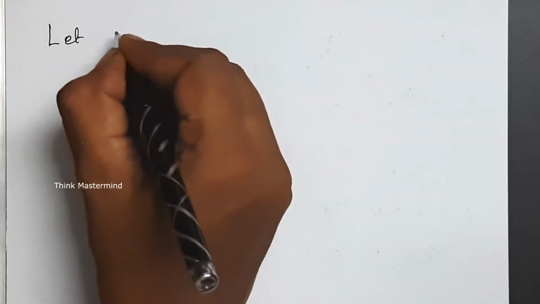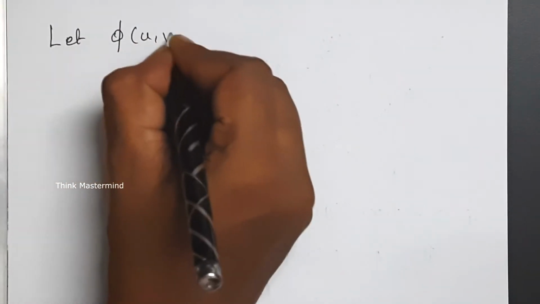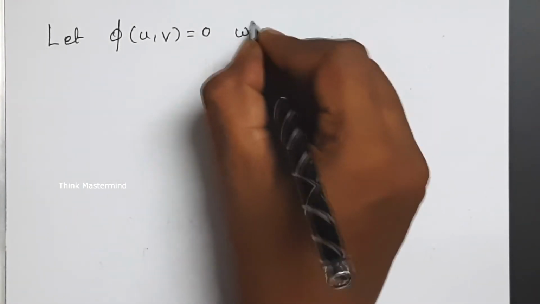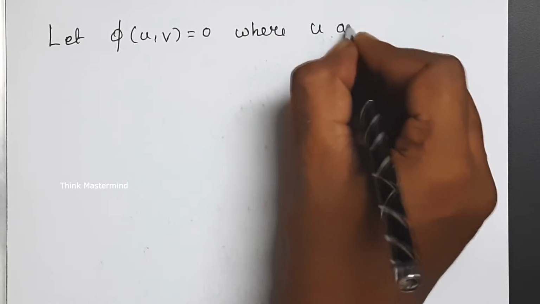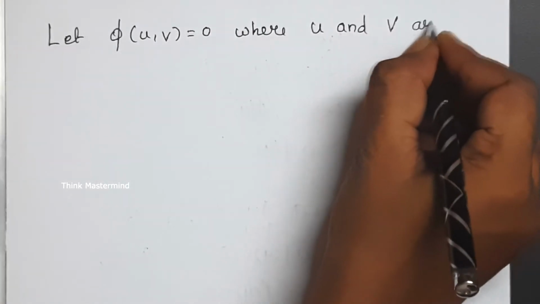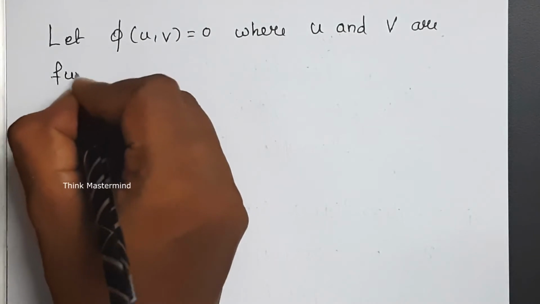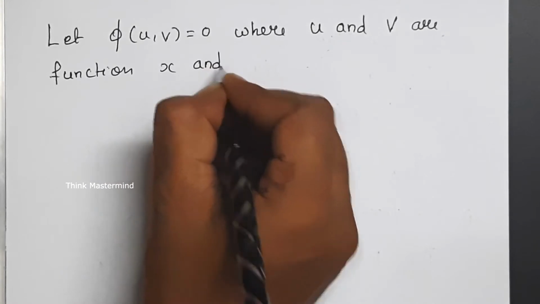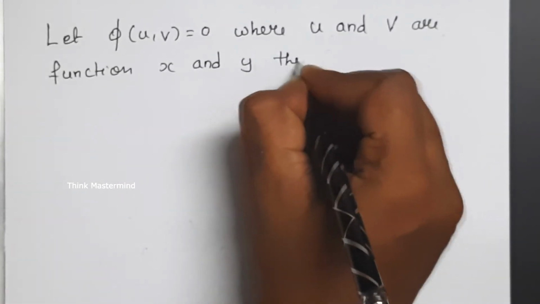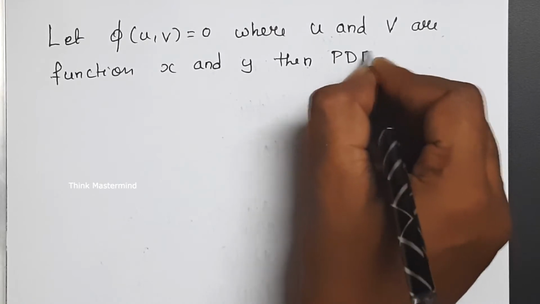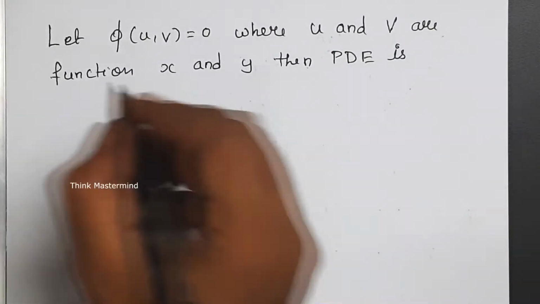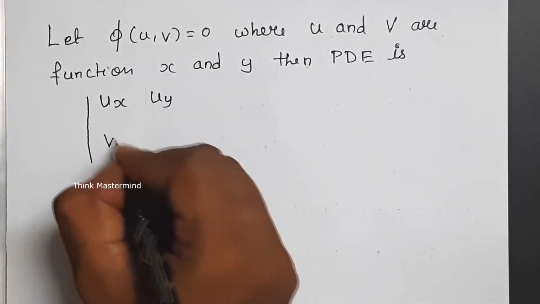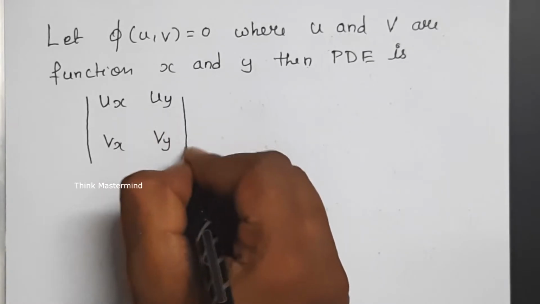Let an equation be of the form phi of u comma v is equal to 0, or f of u comma v is equal to 0, where u and v are functions of x and y. Then the partial differential equation is the determinant of ux, uy, vx, vy is equal to 0.